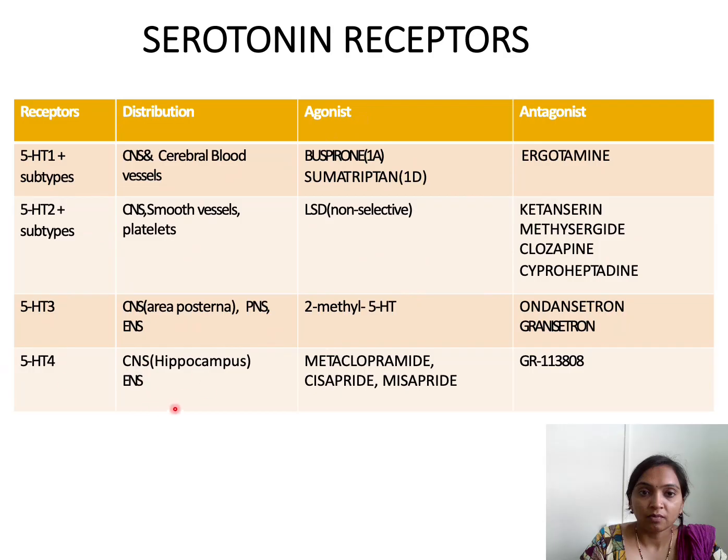5-HT4 is present in the hippocampus and enteric nervous system. Agonists are metoclopramide, cisapride, mosapride, and antagonist is a research drug that is GR113808.